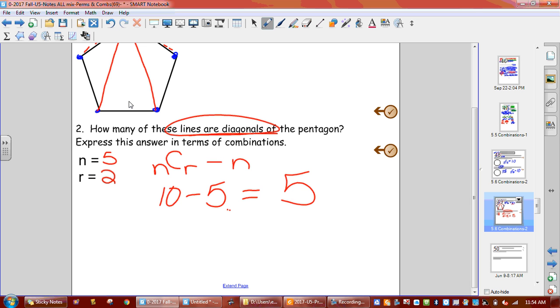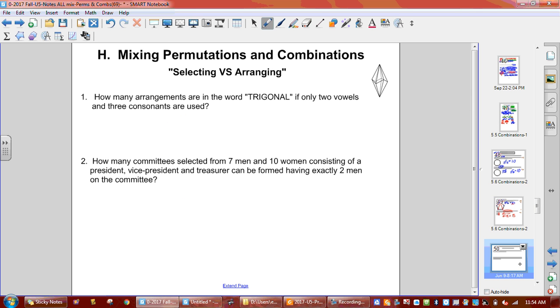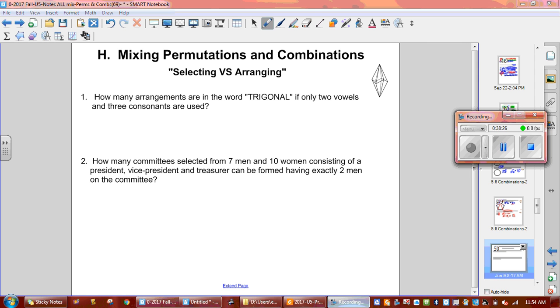Okay, one last example. Actually, you know what? We're going to start here tomorrow. How about that? Okay. Because we're going to stop with combinations, and then tomorrow we're going to do the mixing of the combinations and permutations. This concludes part 2 of combinations.